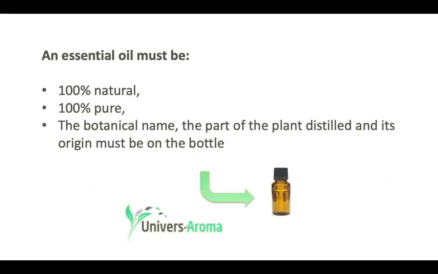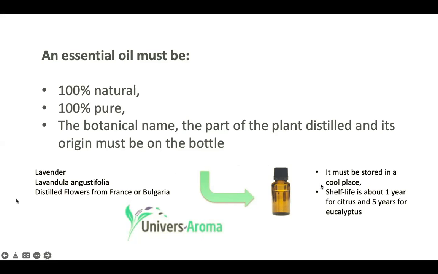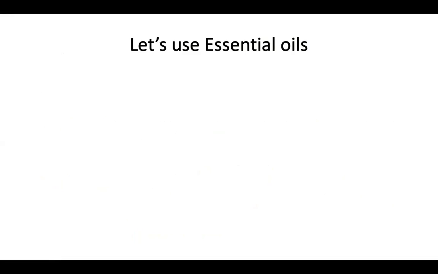So when you have an essential oil, you should see on the bottle that it's 100% natural, 100% pure. And on the bottle, you should see the name of the plant. So lavender, for example, you should see the botanical name, Lavandula angustifolia, and what is distilled, and where it is coming from. For example, lavender usually comes from France or Bulgaria or sometimes Italy or Spain. And it must be stored in a cool place. Shelf life is about 1 year for citrus, 5 years for eucalyptus.